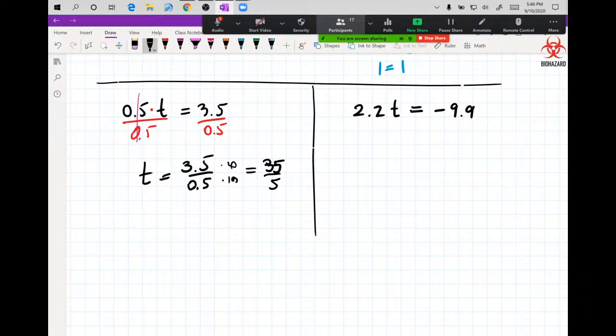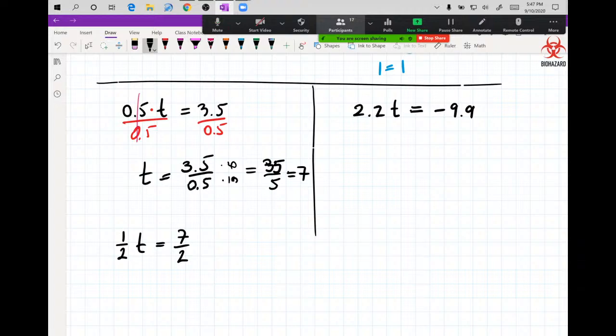Now let's try this. So 35 over 5, and that's equal to 7. Now, a much better way of dealing with this problem is to write it as fractions. So you would say 1/2 t is equal to 3.5, which is 7/2, because 3.5 is half of 7.